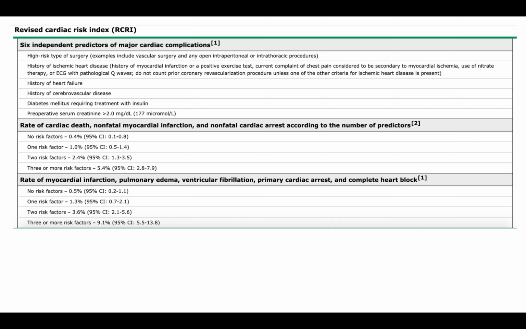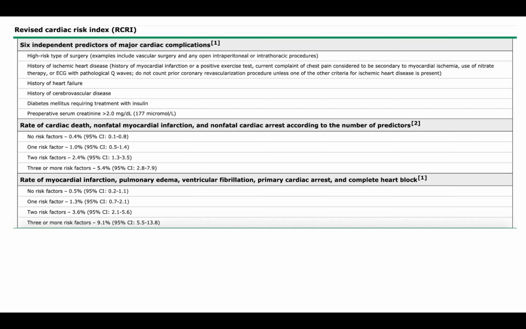So the first one is this Revised Cardiac Risk Index, and it looks at 6 independent predictors of major cardiac complications: high-risk surgery, history of ischemia or heart disease, history of heart failure, history of cerebrovascular disease, diabetes requiring insulin, or preoperative chronic kidney disease with a creatinine greater than 2.